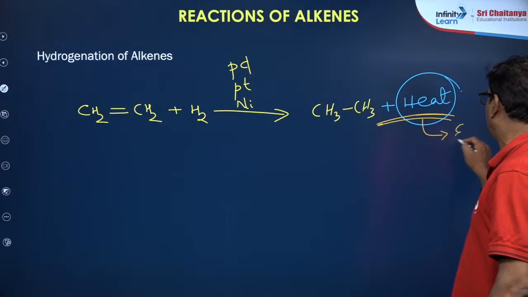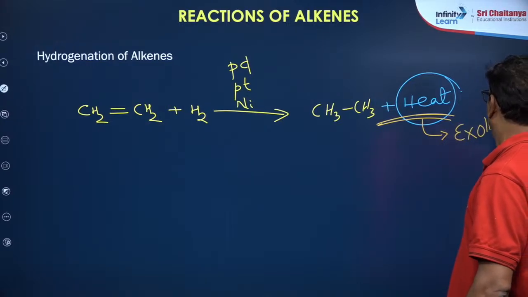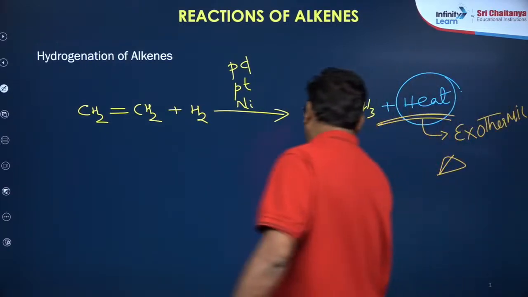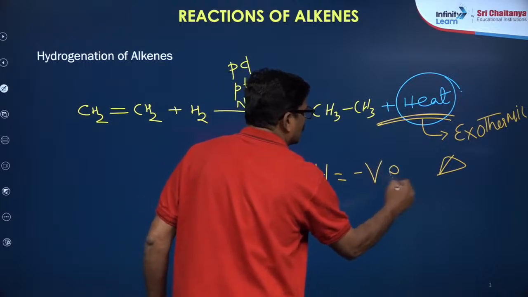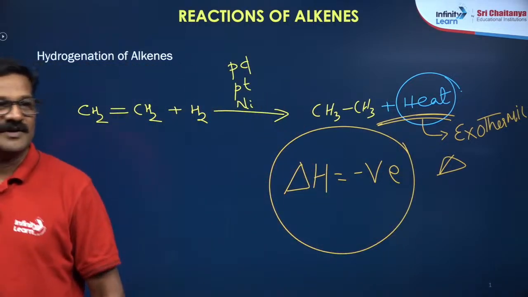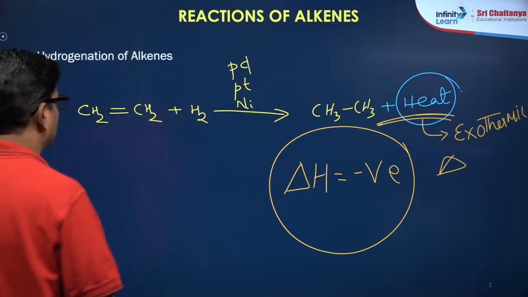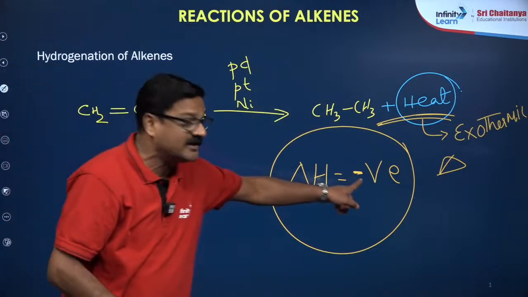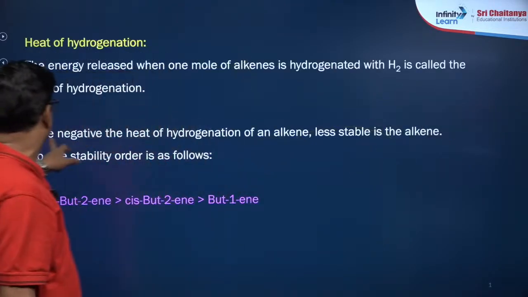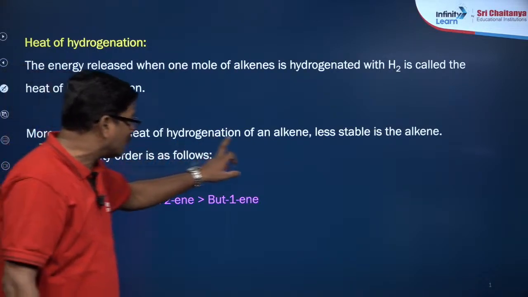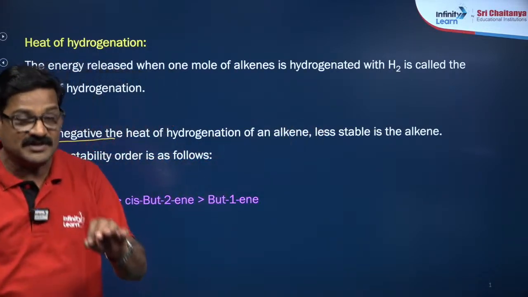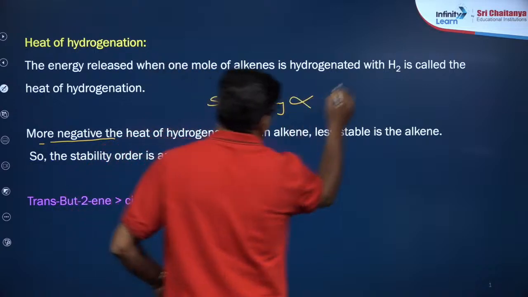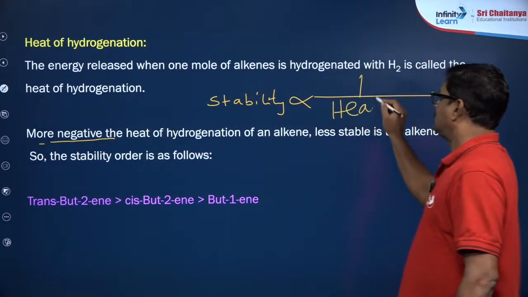So heat is released, so this is an exothermic reaction. As this is an exothermic reaction, will the value of delta H be negative or positive? Negative, as per thermodynamics. Richa Sharma, you said correct. So it is negative. If more energy is released, the value will be more negative. That is what is said: the more negative the heat of hydrogenation of an alkene, the less is the stability. So I just want to say stability is inversely proportional to heat of hydrogenation.